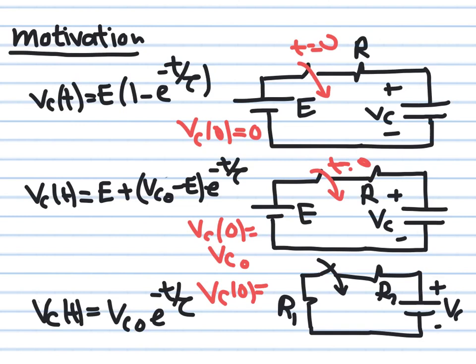In all these examples, and even examples with inductors, you will notice something very interesting. You will notice the solution is always a constant plus another constant multiplying e to the minus t over tau. Remember, VC naught is the initial condition, it's a number. E is the battery value, it's a number. So this will give you a constant plus another constant times e to the minus t over tau.